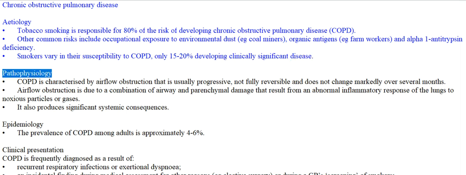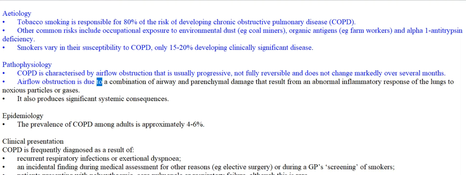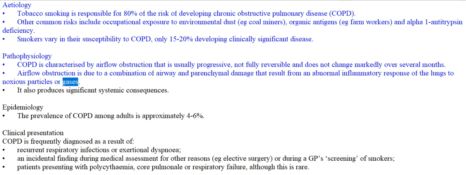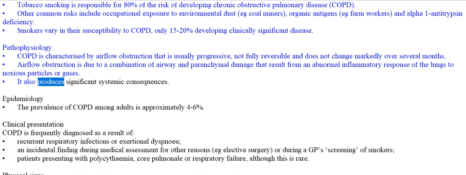Pathophysiology. COPD is characterized by airflow obstruction that is usually progressive, not fully reversible, and does not change markedly over several months. Airflow obstruction is due to a combination of airway and parenchymal damage that result from an abnormal inflammatory response of the lungs to noxious particles or gases. It also produces significant systemic consequences.